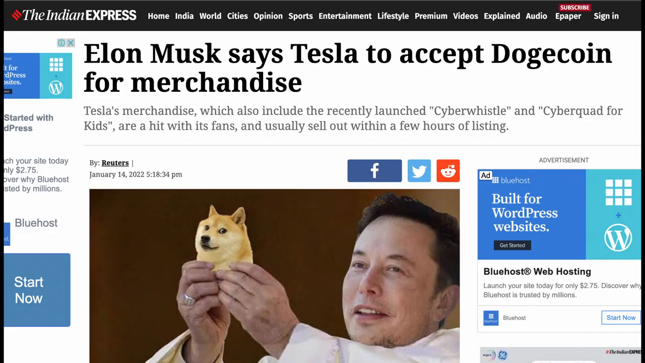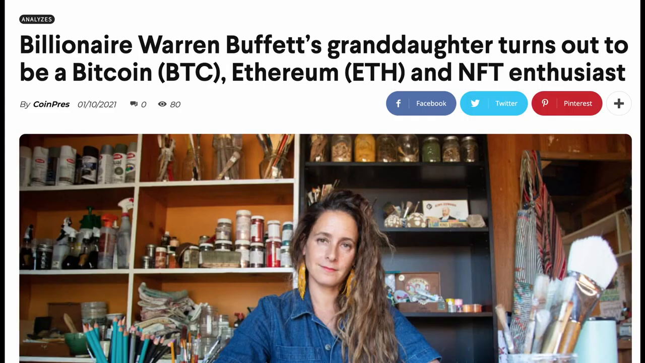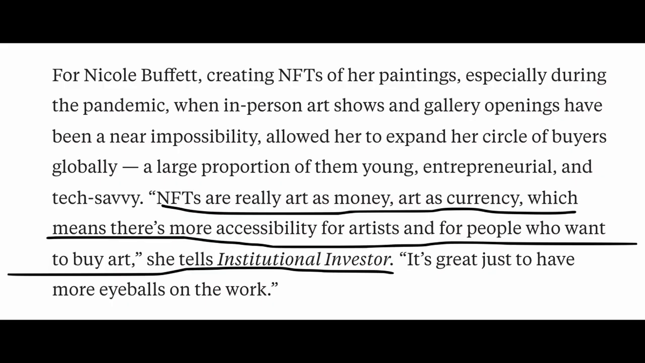into his existing businesses. Warren Buffett's daughter recently spoke of her interest in non-fungible tokens, NFTs. According to institutional investor Nicole Buffett, who created an NFT herself, NFTs are essentially art as money, art as currency. While there are conflicting opinions on whether it is wise or not to invest in cryptocurrencies, it should be noted that you can get very rich from investing in cryptocurrencies and you can lose everything too.